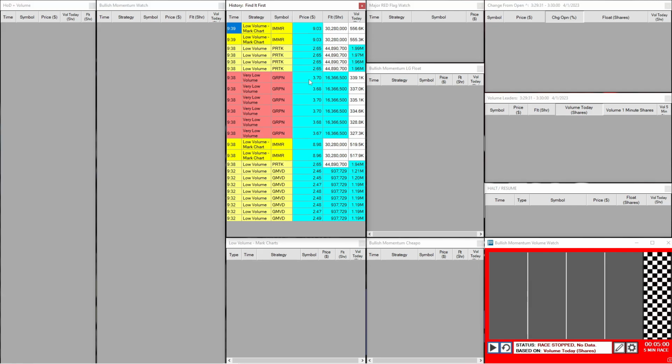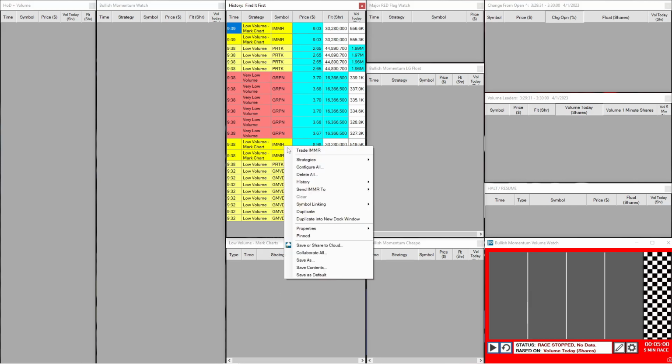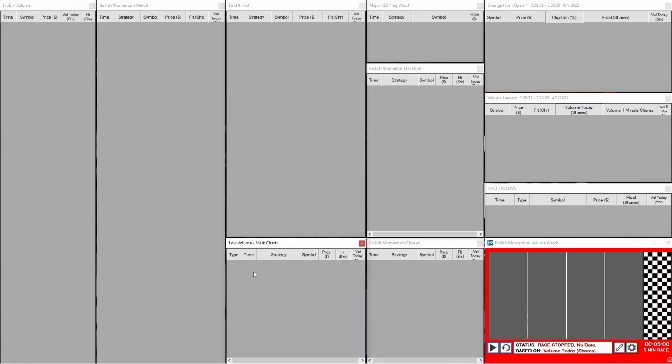It's looking for stocks, generally speaking, with lower volume that have not made those major moves yet. So maybe you want to get prepared. If you're looking to get on top of these moves before they happen, this scanner is going to help you do that. That's our Find It First scanner. I call it the crystal ball scanner. So that's going to let you know where the move is first. Let me get the alerts off there. All right, so the one below that is our low volume mark charts.